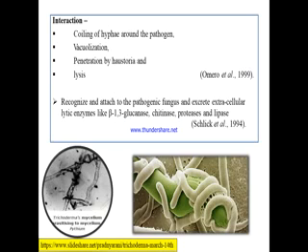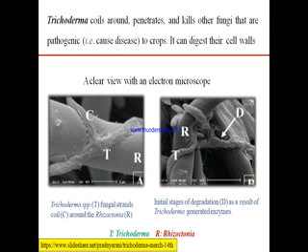How do they interact? They coil their hyphae around the pathogen. They vacuolize and penetrate by making haustoria, and finally they lyse the host. They promote the lysis of the host by enzyme secretion, like beta-1,3 glucanase, chitinase, protease, lipase. Trichoderma coils around, penetrates and kills other fungi that are phytopathogenic to crops.